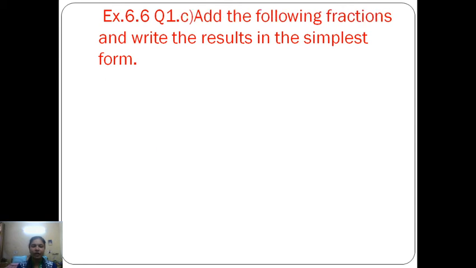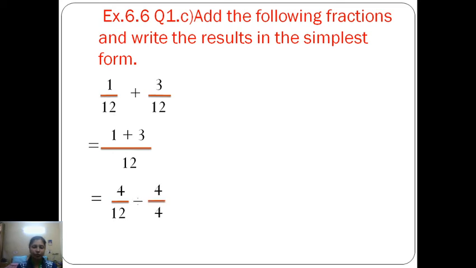Now we take one more example, C part. 1 by 12 plus 3 by 12. Now in this case also the fractions are like fractions. So we will be adding their numerator and writing the denominator just once. So 1 plus 3 by 12. 1 plus 3 is 4 by 12. Now we have to reduce them in simplest form also. So 4 by 12, both are divisible by 4. So we divide 4 by 12 by 4. 4 divided by 4 will give us 1 and 12 divided by 4 will give us 3. So the fraction is 1 by 3.